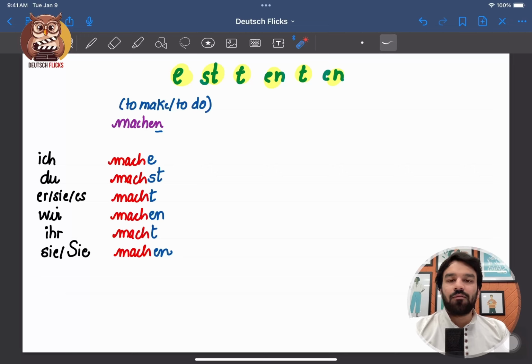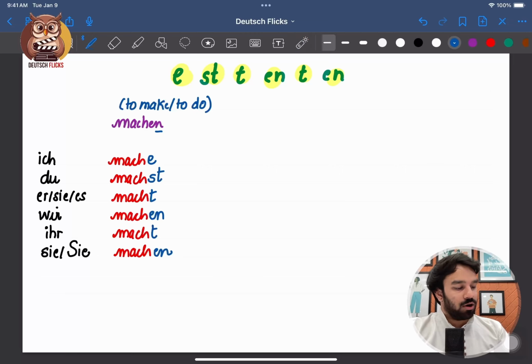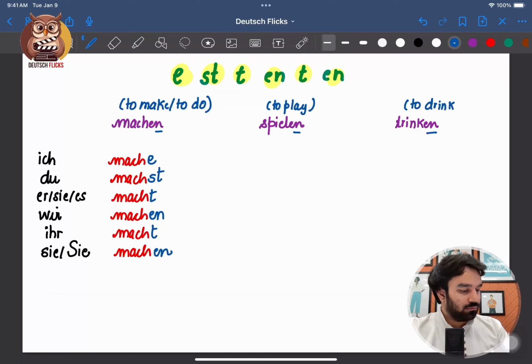Okay, so if you have understood this, I'm gonna give you two verbs and you have to conjugate them. So our first verb is spielen, which means to play. And then we have, let's take trinken, which means to, I think it's easy to memorize, to drink. So pause this video and write the conjugation and I'll show you the answers in 5 seconds.